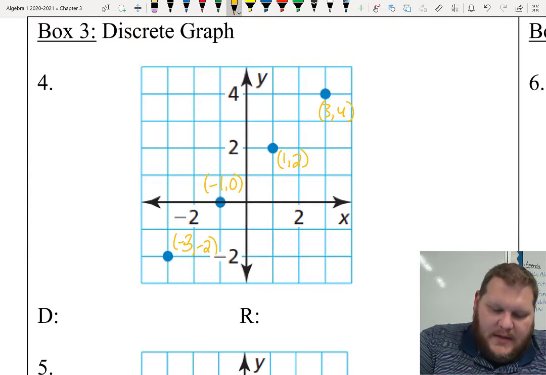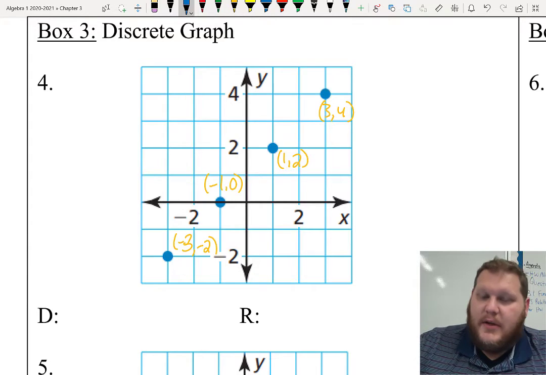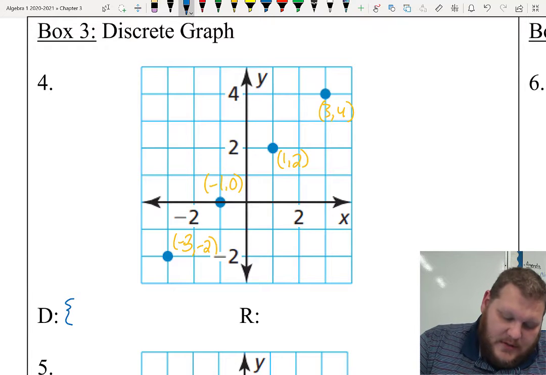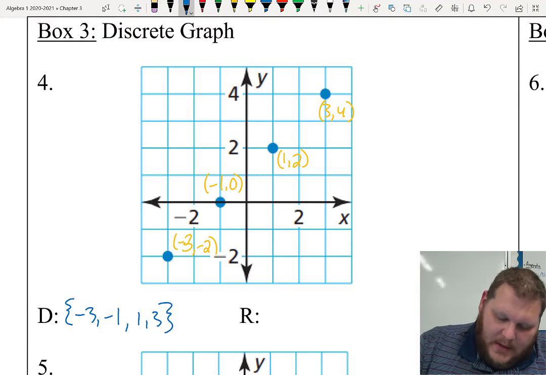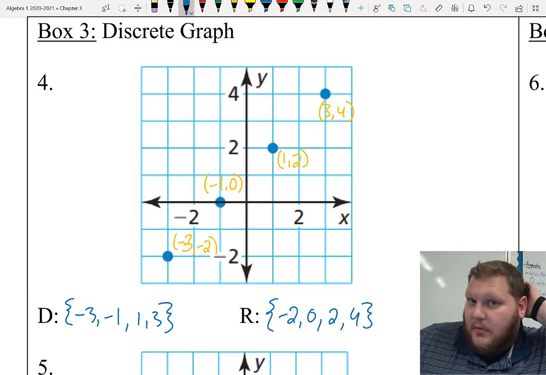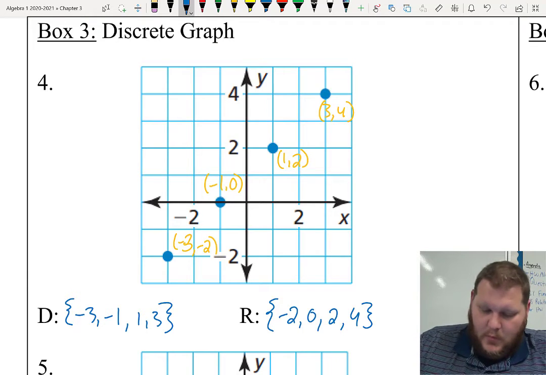So once you have that list, really it's just going ahead and, just like we did from our set of points, list our x values for our domain. So in this case, -3, -1, 1, and 3. And then for our range, we've got -2, 0, 2, and 4. And that would be our domain and range for that graph, for that function.